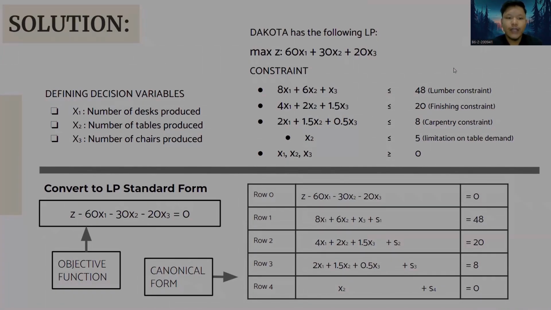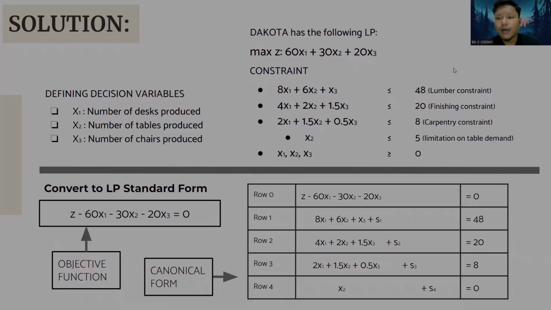Firstly, we define the decision variables: x1 is desks produced, x2 is tables produced, and x3 is chairs produced. The total revenue is the total selling of the company, and Dakota wants to maximize it. So the linear programming equation is z equals 60x1 plus 30x2 plus 20x3, which uses the selling price of each product.